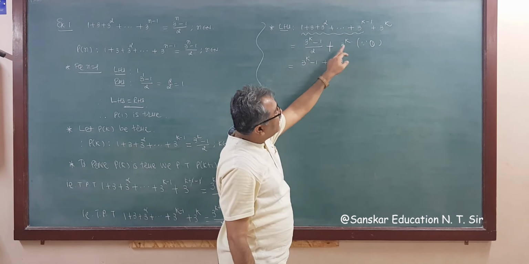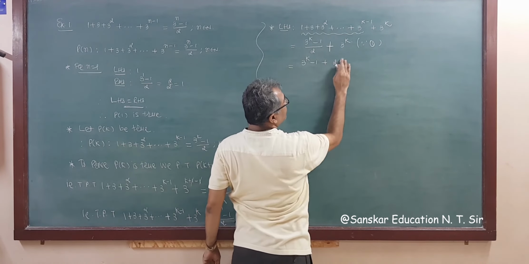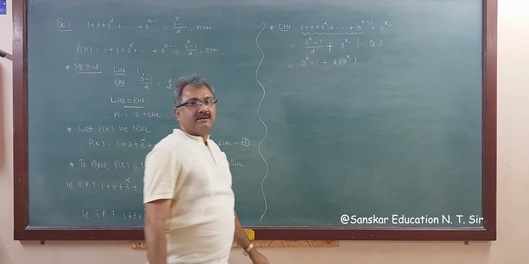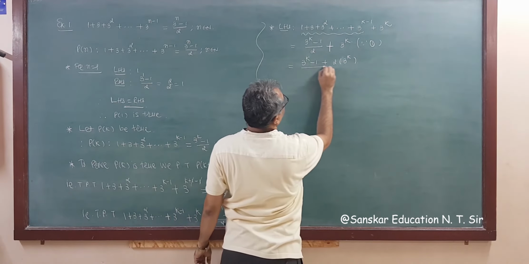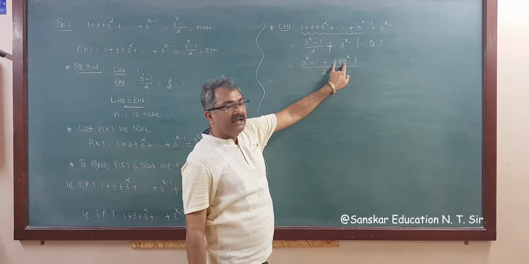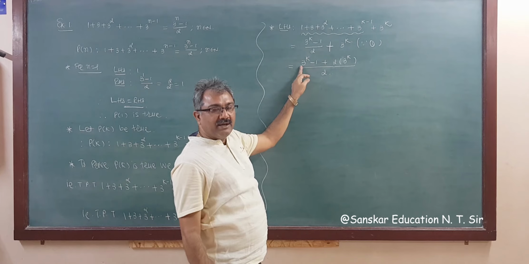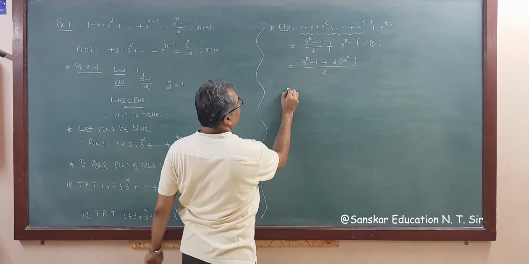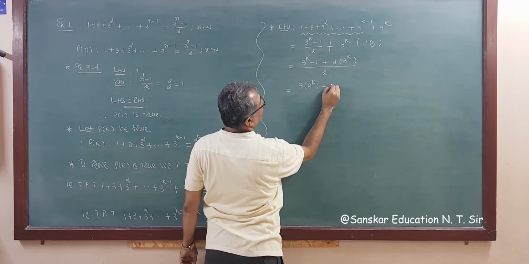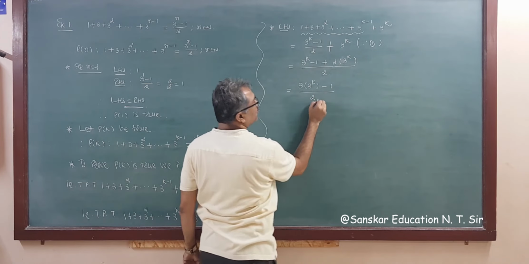For multiplying this 2 times this is 3 raised to k. So use proper brackets, right? Whole upon 2. Now this is 2 times 3 raised to k and this is 1 times 3 raised to k. That is 3 times 3 raised to k. So this is 3 times 3 raised to k minus 1 whole upon 2.